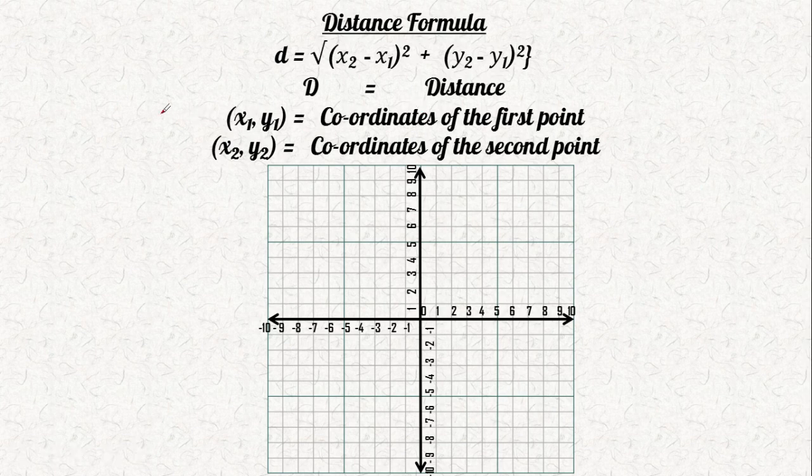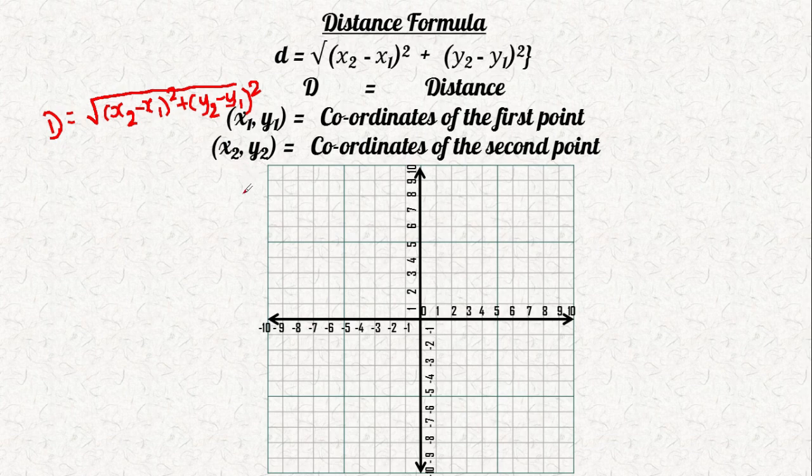Here the distance d is equal to the root of x2 minus x1 whole square plus y2 minus y1 whole square. This is the distance formula: root of x2 minus x1 whole square plus y2 minus y1 whole square. I'll take a small example which will help you understand clearly. Here x1 and y1 are the coordinates of the first point, and x2 and y2 are the coordinates of the second point.